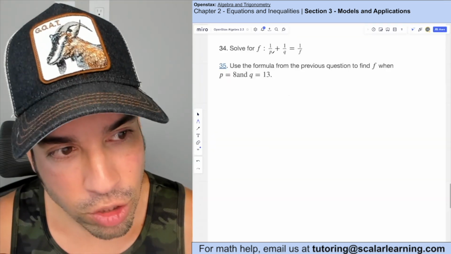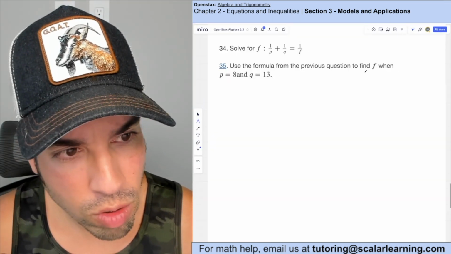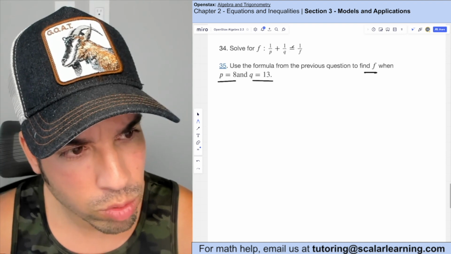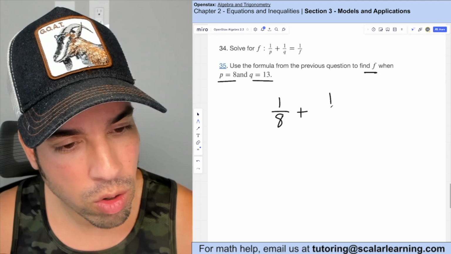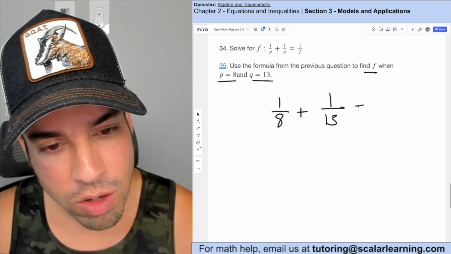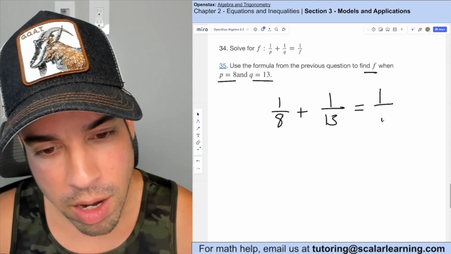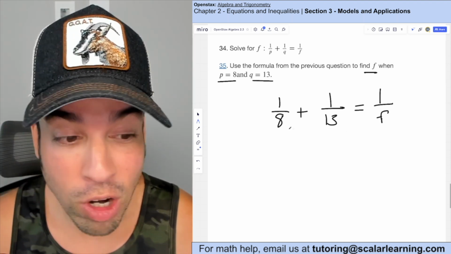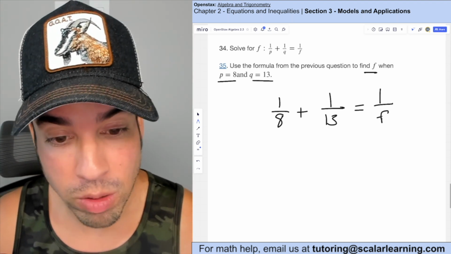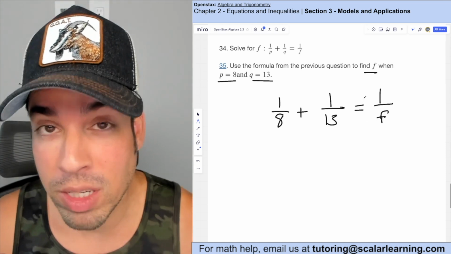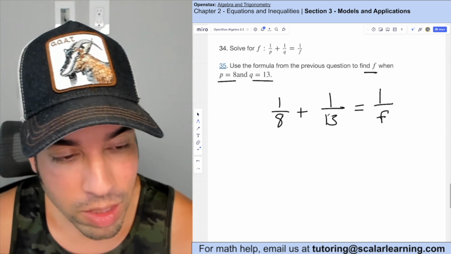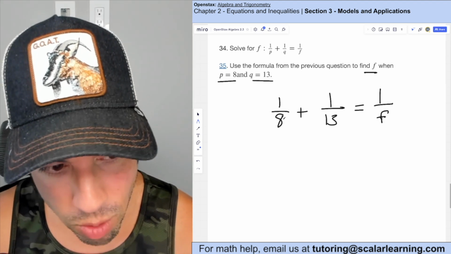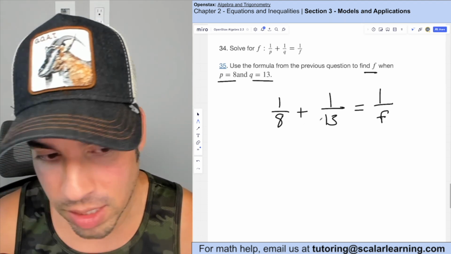So for 35, we need to use this formula here, and we need to solve for f when p equals 8, q equals 13. Let's go. So 1 over p, which is 8, plus 1 over q, which is 13, equals 1 over f. You might fall into the trap of being like, cool, it's 8 plus 13, f is 21, but of course that's not the case. We need to get common denominators to solve this. So 8 and 13, their least common multiple is going to be 104. Basically, I'm just multiplying the two against each other.